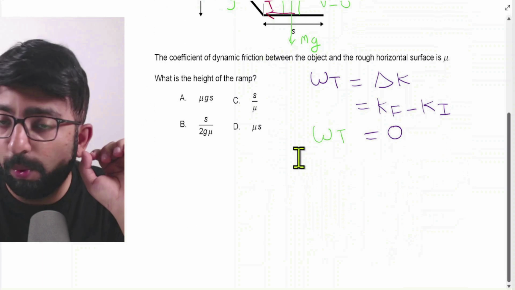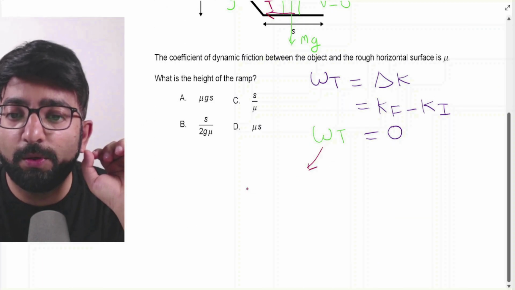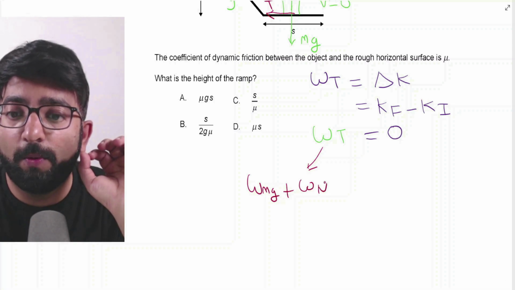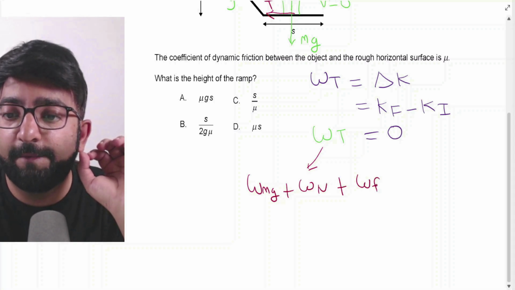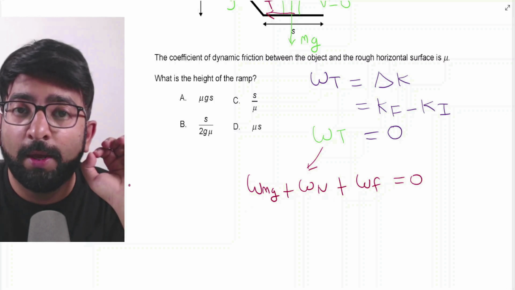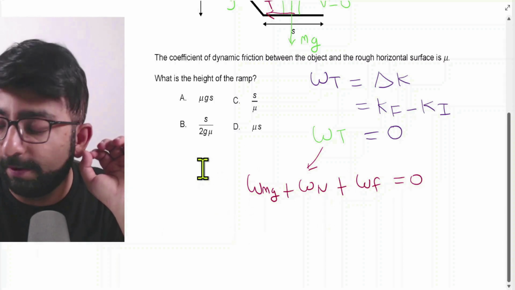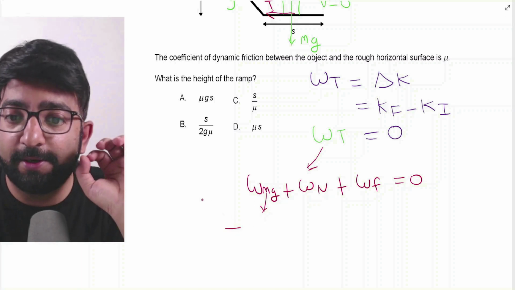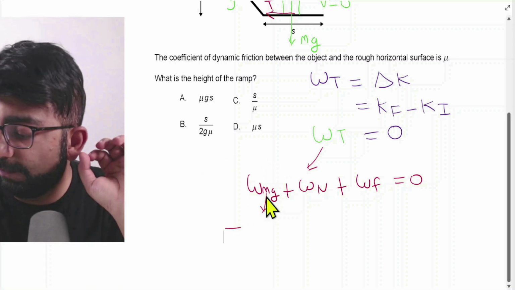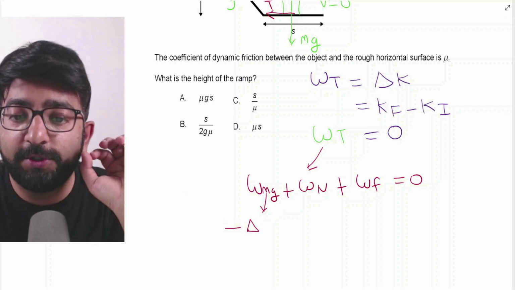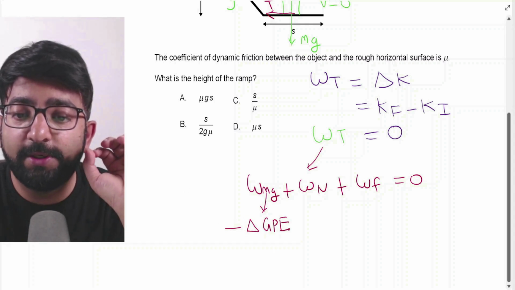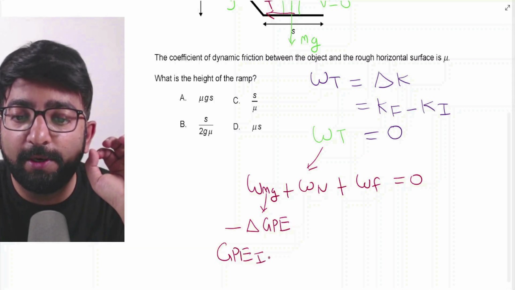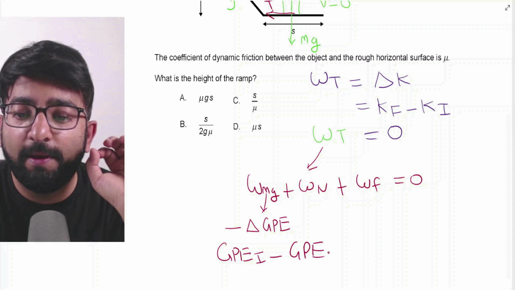So let's proceed. Total work done will be equal to work done by the gravitational force plus work done by the normal reaction plus work done by friction. All of that will add up to zero. Now, work done by all conservative forces is given by the formula negative of change in potential energy. So work done by the gravitational force will be equal to negative of change in the gravitational potential energy, which can be simplified to GPE initial minus GPE final.